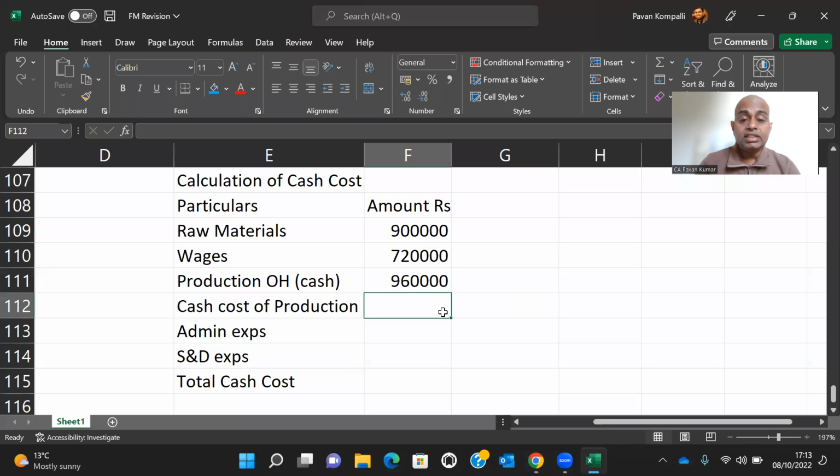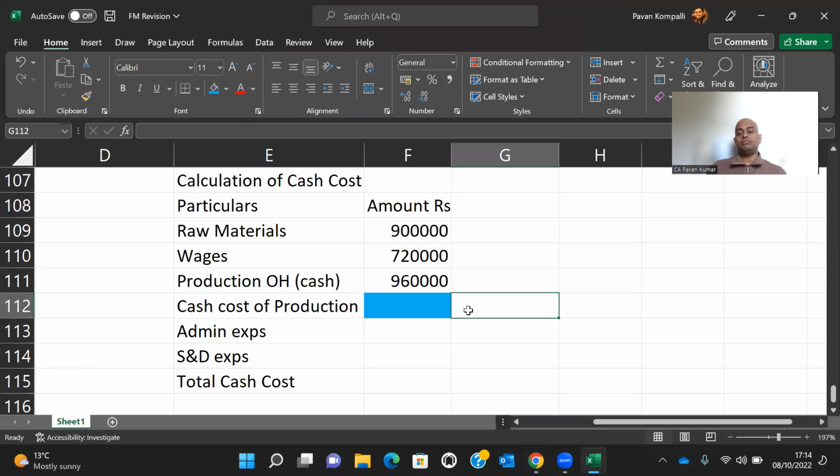Can someone calculate this and tell me what is cash cost of production? This blue color cell, how much should I write? Can you calculate and tell me in this blue color cell, how much I should write? Sahira is giving the answer. What about others? Hello.